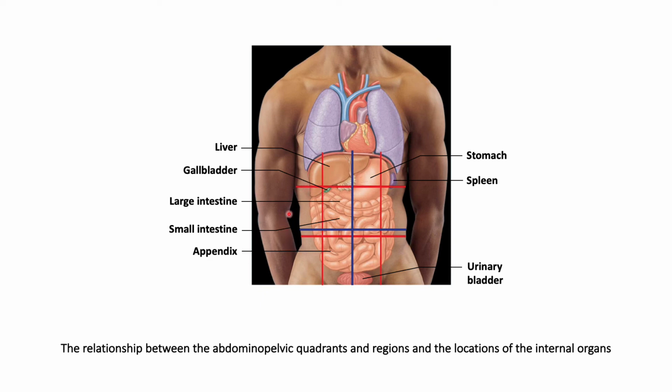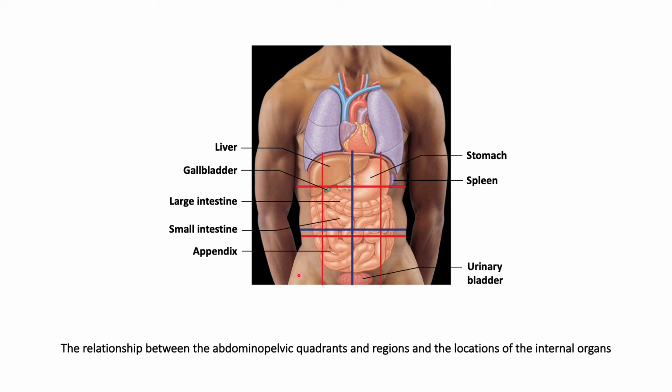And in the right lumbar region, the umbilical region and the left lumbar region, that will all be mostly the large intestine. That's where the large intestine can be found, so the patients will present with colon problems. Another word for large intestine is colon.